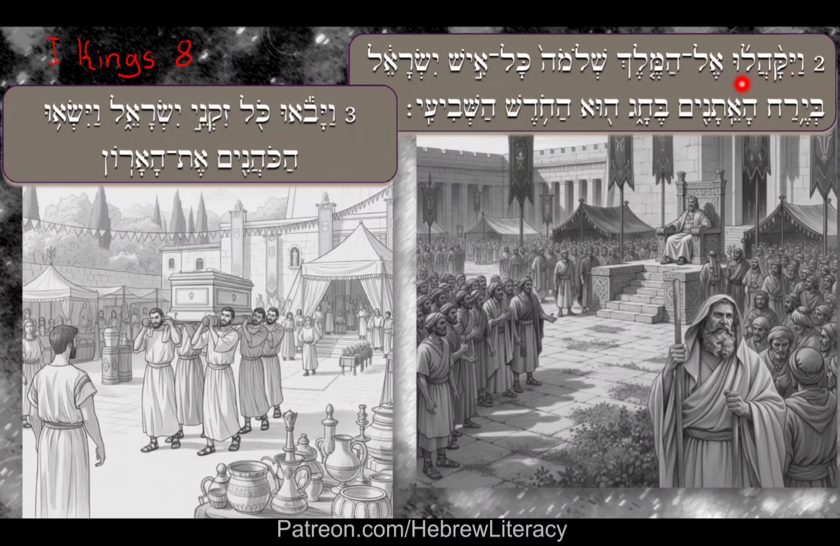Vayikkahalu. You'll notice there's a dagesh in the kuf. So that tells us this is a nifal. So the noon is inside of the kuf. In ancient times, vayinkahalu became vayikkahalu. So just think about a kahal. So then they were gathered, right? Because it's nifal. El unto Ham Melech Shalomo, the King Solomon.